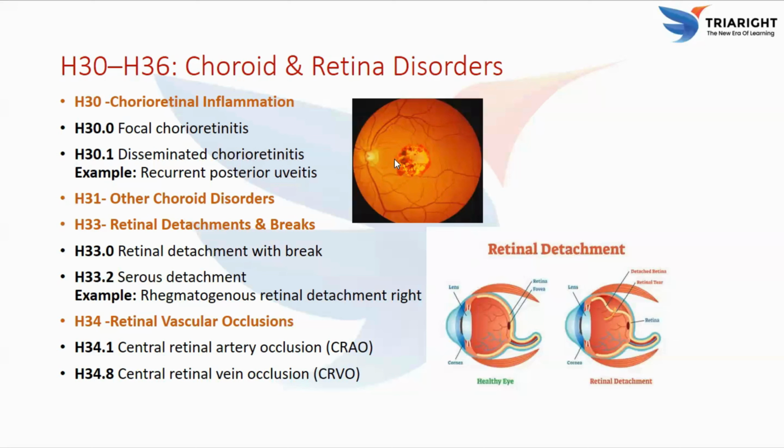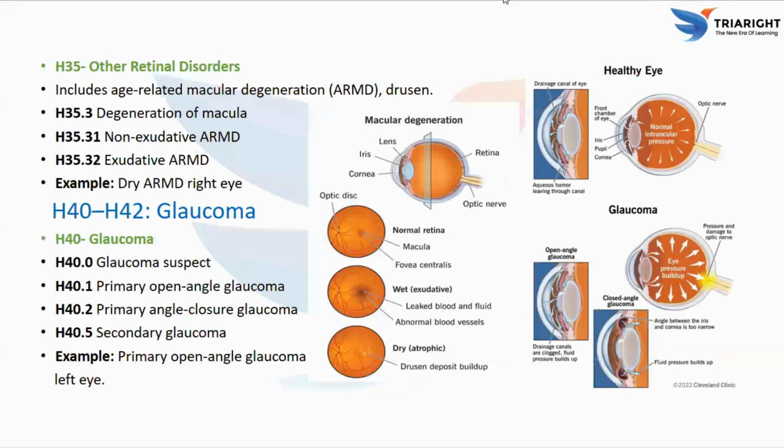So what are the common causes of choroid and retina disorders? Like diabetes, hypertension, trauma, aging, infections, autoimmune disorders, and also high myopia. So next, coming to H35, other retinal disorders. These are the diseases affecting the retina, especially the macula, which is responsible for central vision, for recognizing faces and fine details. This mainly focuses on age-related macular degeneration.